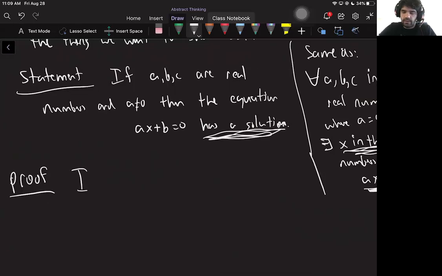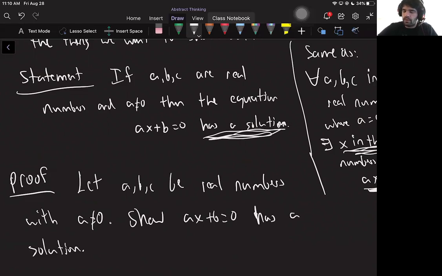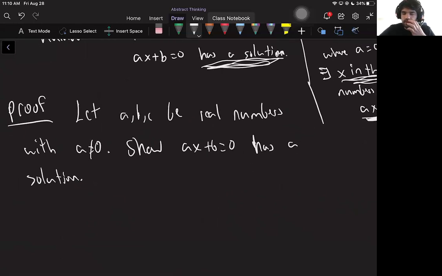Okay, so here's the proof. It still is an if-then, so I'll let the if stuff be true. Let a, b, c be real numbers with a not 0. Okay, and then I'm going to show ax plus b equals 0 has a solution. So here it is. Well, I know how to solve linear equations.